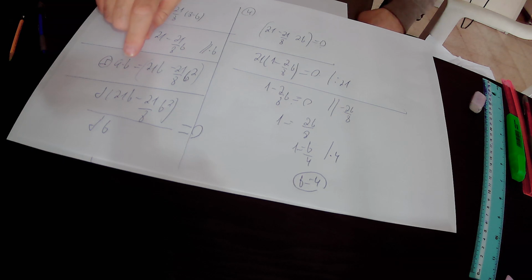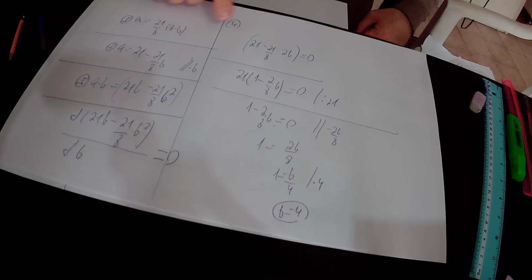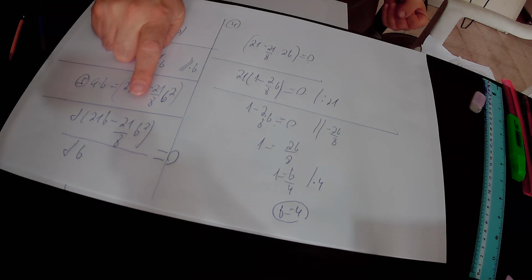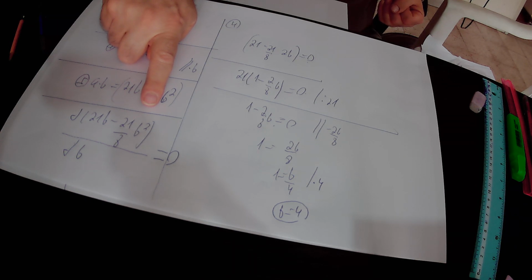So what is the derivative of 21B? The derivative of 21B is of course 21, because the derivative of B is 1. So the derivative of 21B is 21. And here we have the derivative of minus 21 over 8 times B squared. The derivative of B squared is 2B. So in total, this expression after we differentiate it will be equal to minus 21 over 8 times 2B, because the derivative of B squared is 2B.